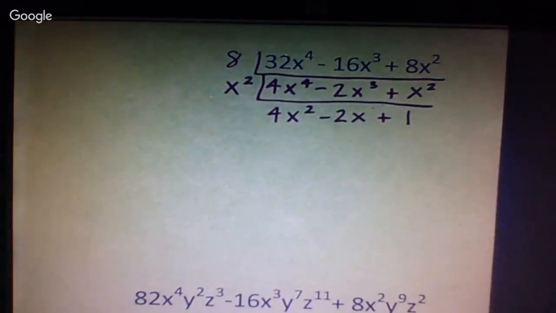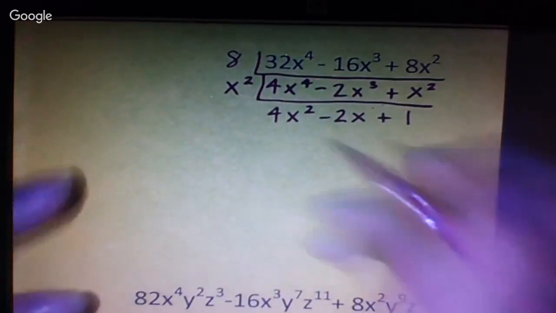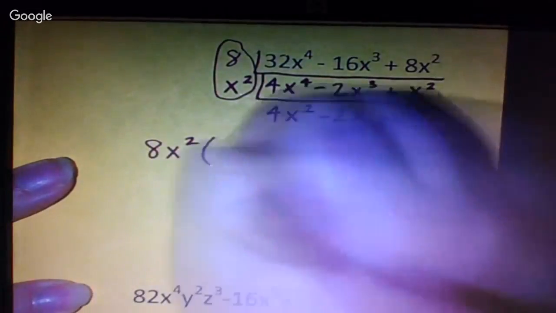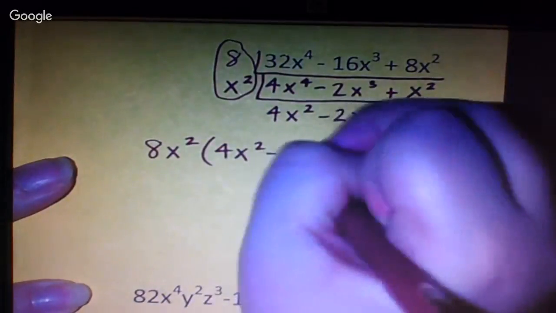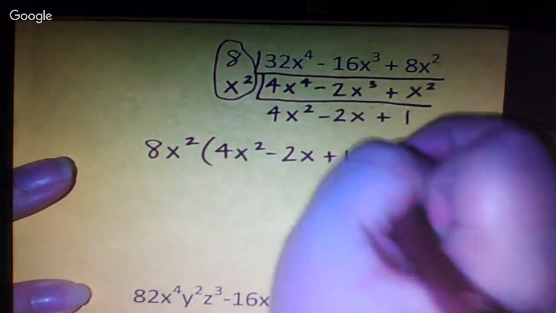So now, do they all share any x's in common anymore? No. So we're finished. So here's your greatest common factor, 8x squared. And inside the parentheses is 4x squared minus 2x plus 1.